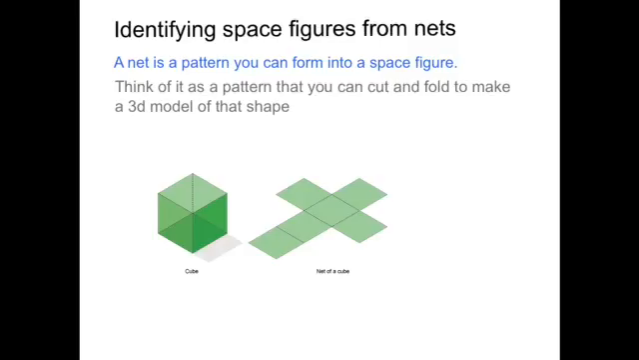A net is a pattern that you can form into a space figure or a three-dimensional figure. Think of it as a pattern that you can cut and fold to make a 3D model of that shape. So if we look at the figure below, we see the net of a cube, kind of like the map of it. And you kind of have to use your imagination a little to pretend like you're folding each side up and in. Okay? And when you fold all the sides together, it will create a cube.